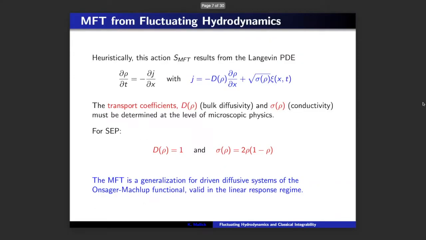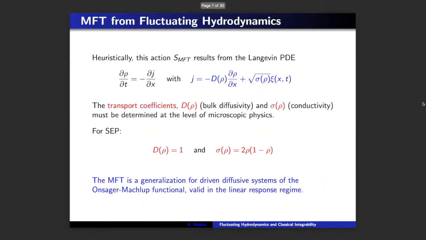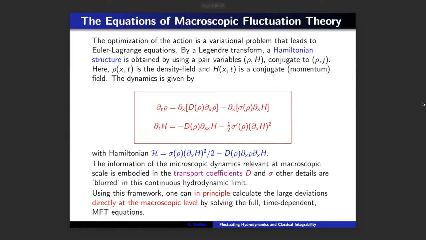Anyway, now we can really turn the crank, the machinery, and you have an action to optimize. So you can write Euler-Lagrange equations. Whenever we have Euler-Lagrange, we can try to do a Legendre transform and go to Hamiltonian dynamics. I will not do it. I will just give the result. It's a bit longish, but rather straightforward.